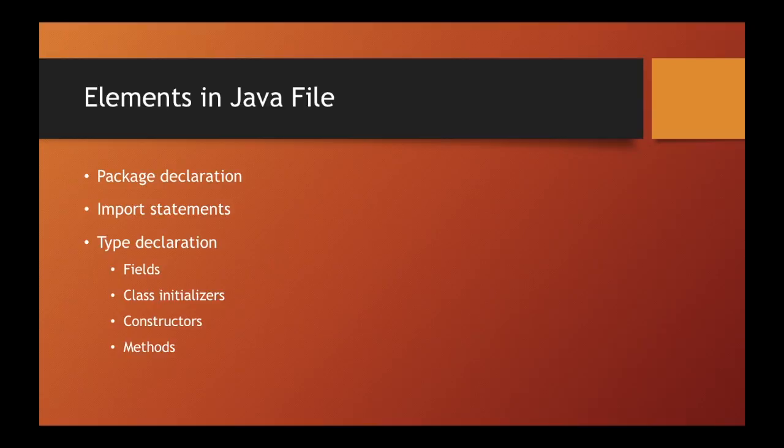First one is package declaration, nothing but the place in which the program is stored. Second one is import libraries, that means import statements. An import statement is nothing but the classes you are using in this program and the predefined methods you are using in this program. So we are including these kinds of libraries. Third is type declaration: in a program, the important things that should be there are field, class, initializers, constructors and methods. Some programs may miss something.